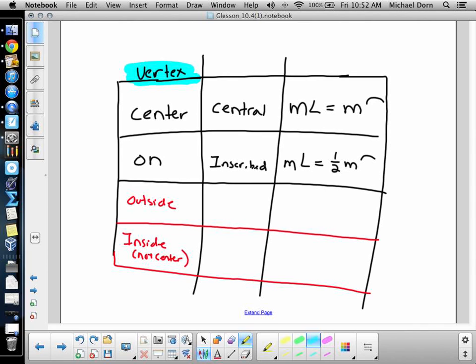Okay, so this isn't something we're going to worry about at all today, but it might be a good idea to start copying this chart down into your notes, just because we're going to fill it out later, and so you start getting the idea of how that's going to work. Yes?